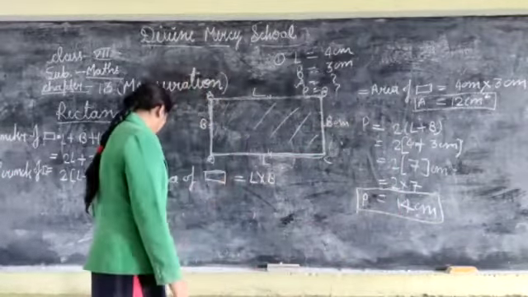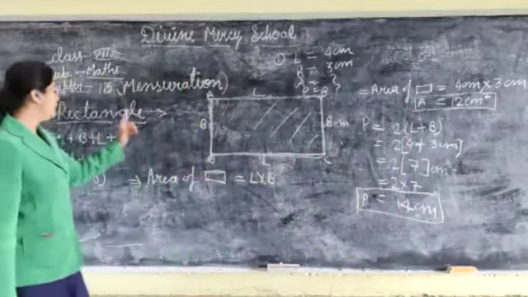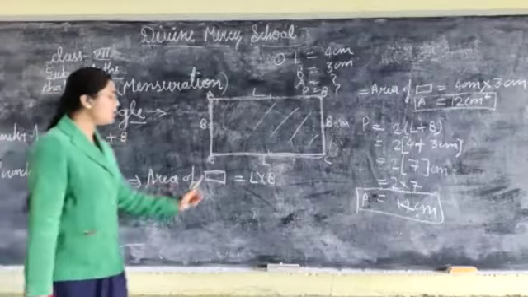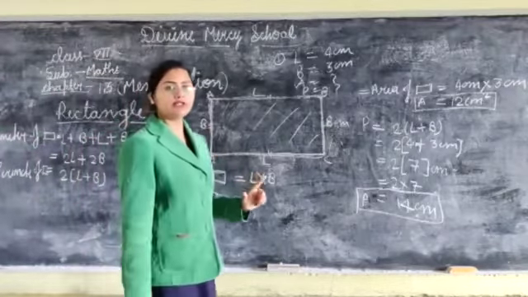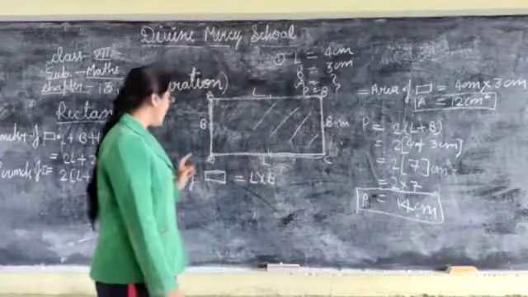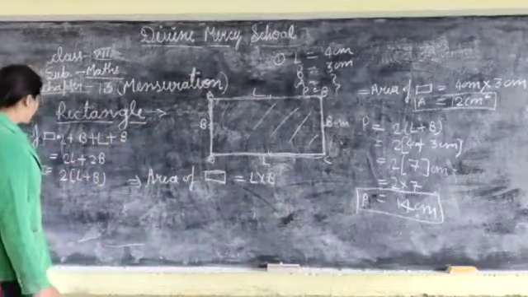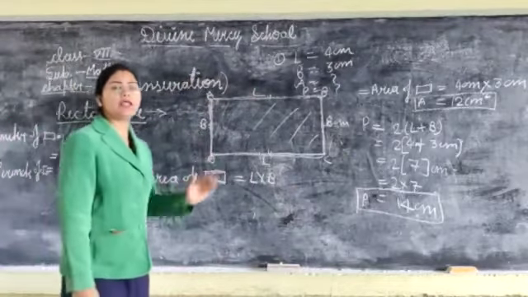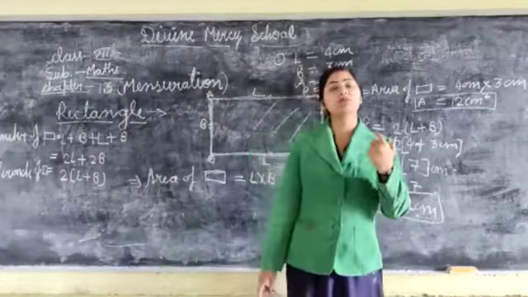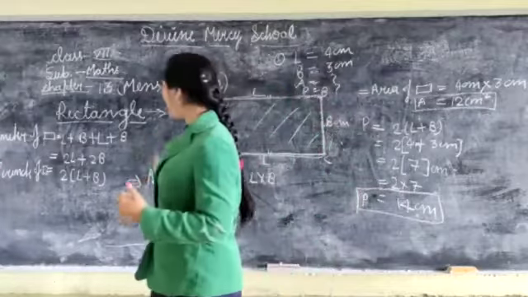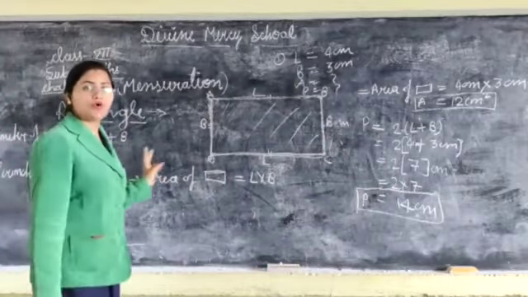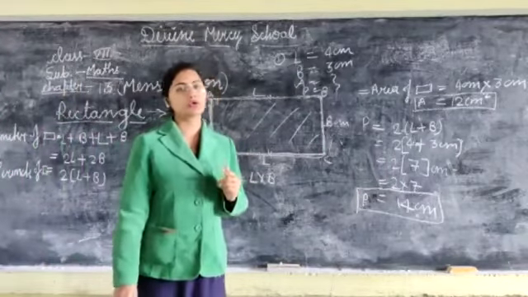So I want to tell you now, if we know the formula for the perimeter of a rectangle and the area of a rectangle, then we can find out the area and perimeter. So first of all, you have to learn these two formulas. What is the perimeter of a rectangle? What is the area of a rectangle? If you know these two formulas, you can do all the questions. Some questions are given to you in the exercise, you have to follow these steps and apply these two formulas.